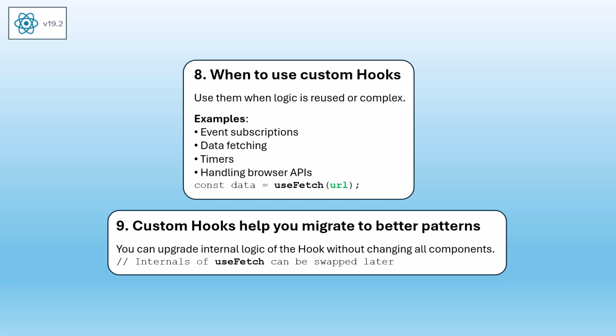For example, imagine that your custom hook now relies on a newer subscription API or new built-in hook that the framework provides. You can update your custom hook implementation, and your components remain untouched. This separation gives you agility and maintainability as the ecosystem matures.